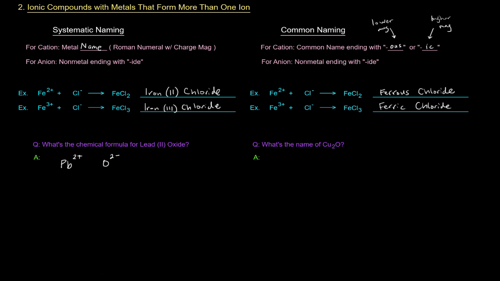So crisscross method, this number goes here, this number goes here, so that's going to be Pb2O2, but then I'm going to get the empirical formula, right? Lowest whole number ratio of these ions, that would be PbO. So that would be the chemical formula for lead 2 oxide.